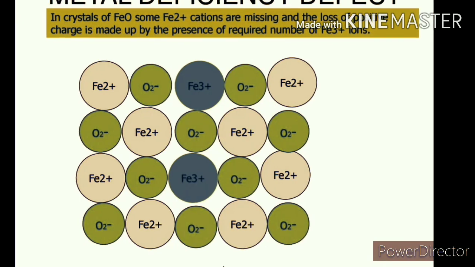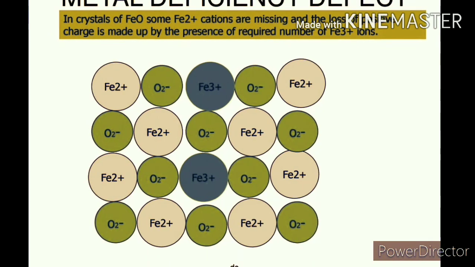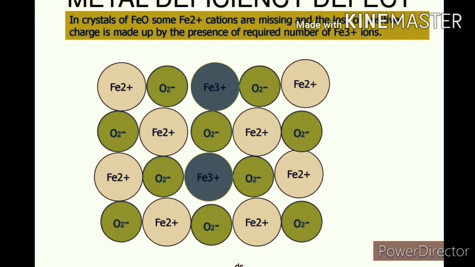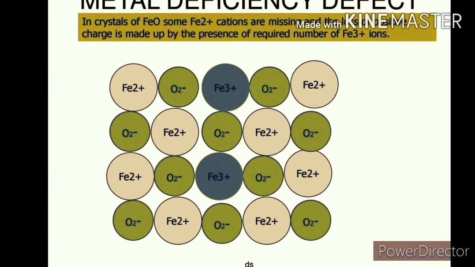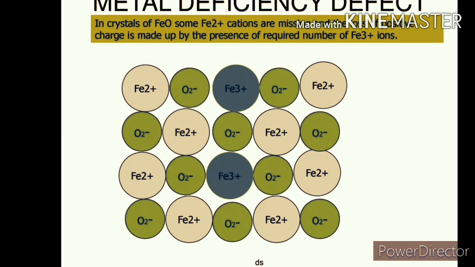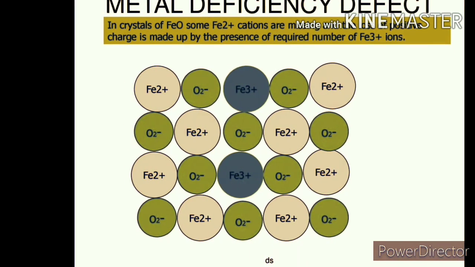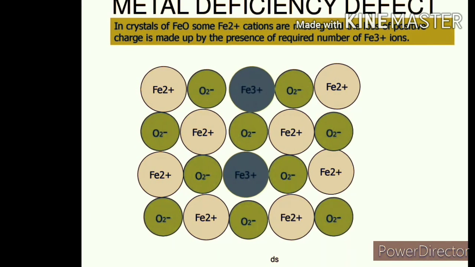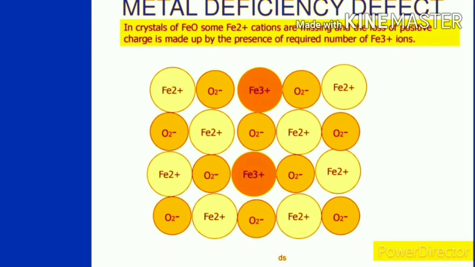Now, in metal deficient defect, we will talk about cationic vacancy. There are some compounds which are non-stoichiometric, that is, the ratio in which the cations and anions are present does not follow the chemical formula. In such compounds, the cation is always short as compared to the anions. For example, in ferrous oxide, the ferrous ion is between 0.93 to 0.96% as compared to oxygen. Therefore, this can be called the cationic vacancy.